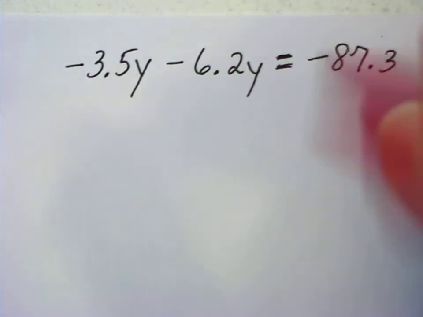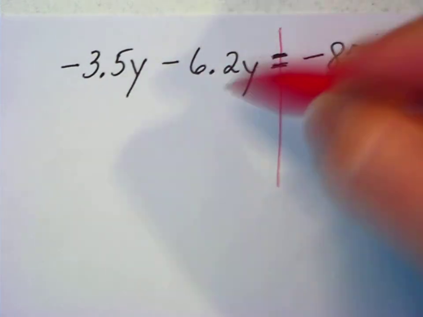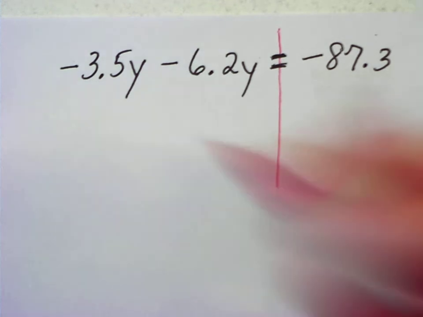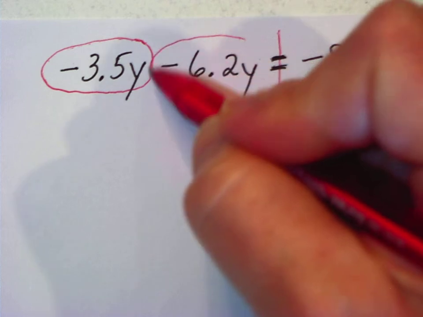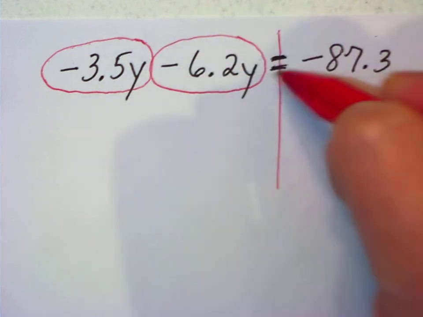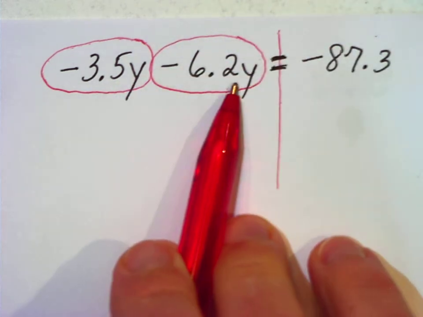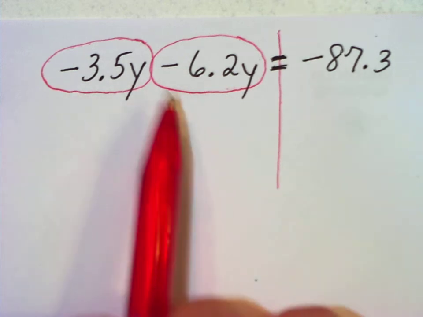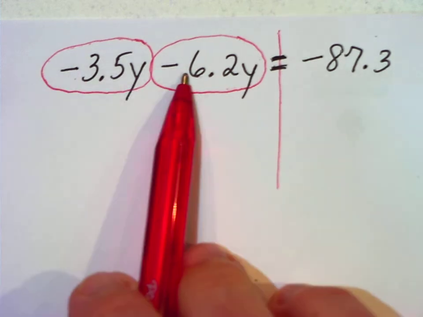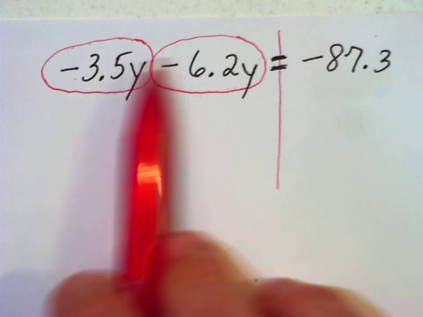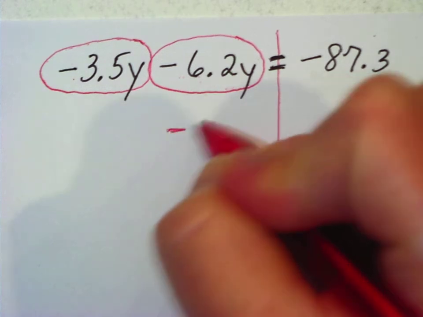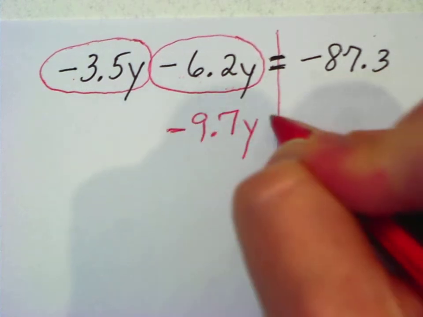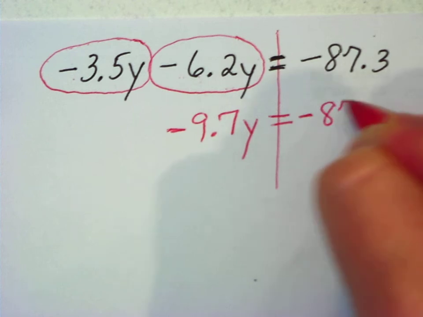Okay, so let's take a look at another one with decimals. Again, I'm going to draw my line down, separate my two sides of my equation, and I'm looking for like terms. This negative 3.5y has a y, and this negative 6.2y. These both have a y. They are like terms, so I need to add these two together. Since they are both negative, the same sign, I'm going to add and keep the same sign. So negative 3.5 plus a negative 6.2 equals a negative 9.7y. Bring down what's left.